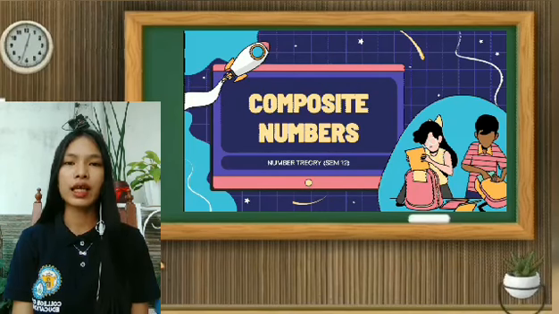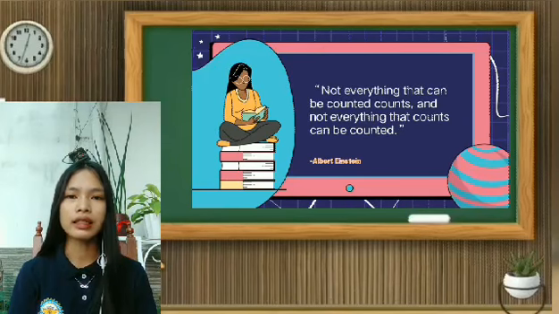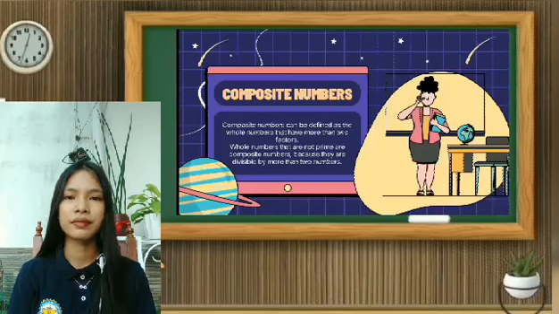So for today's lesson, we are going to discuss composite numbers. First, let's have this quotation by Albert Einstein. Not everything that can be counted counts, and not everything that counts can be counted.